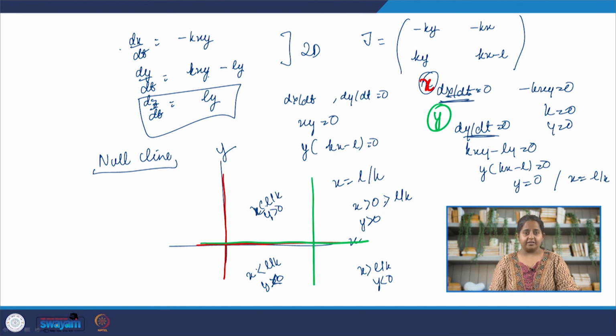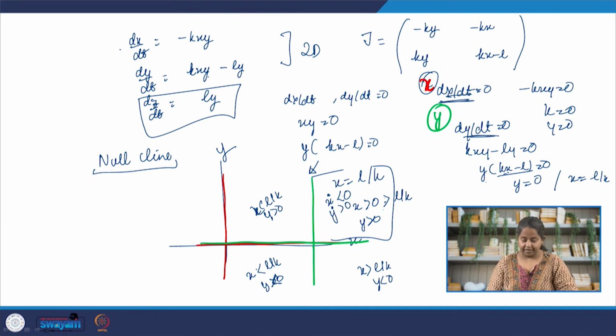Okay, so on the right side of this green line, we see that x is bigger than L by k. And in the first quadrant here, in this area, y is also positive. So dx by dt is going to be negative. I'm going to use x dot to show dx by dt is negative, so x dot is less than 0. Let's look at dy by dt. Now dy by dt is equal to y into kx minus L. x is more than L by k, y is positive, so dy by dt is going to be positive.